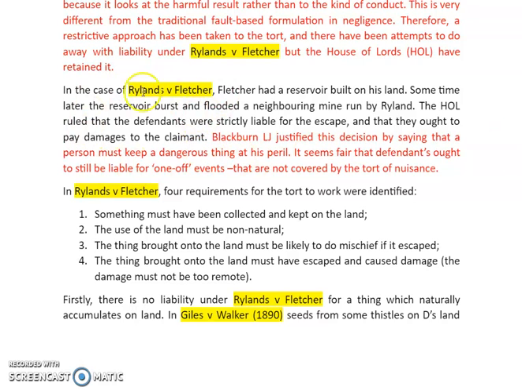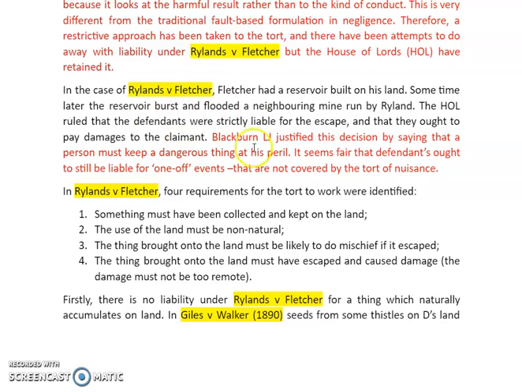So it's useful to just outline what happened in the case of Rylands and Fletcher. So Fletcher had a reservoir built on his land. The reservoir burst and flooded a neighbouring mine run by Ryland. And this was a House of Lords case. And the House of Lords ruled that the defendants were strictly liable for the escape and that they ought to pay damages to the claimant.